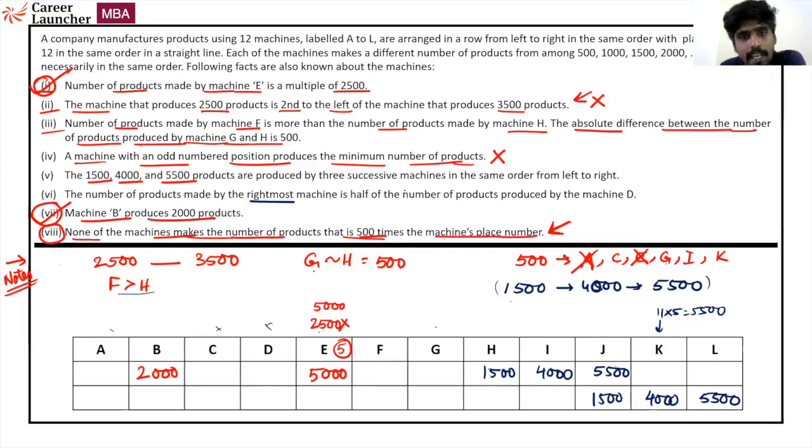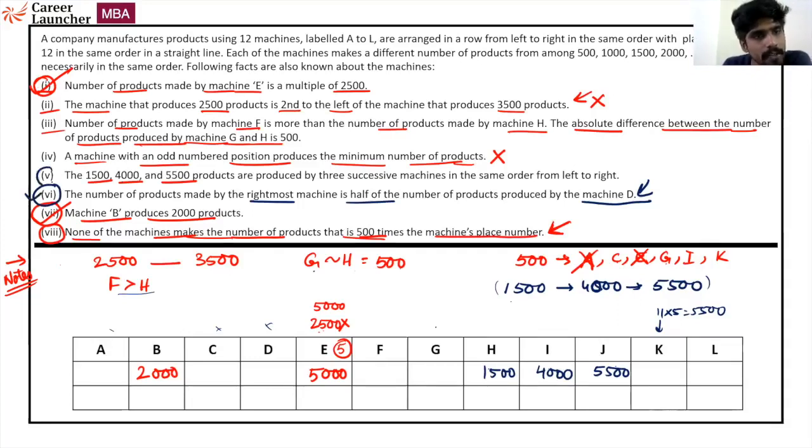1,500, 4,000, and 5,500. With this arrangement, the problem is that the number of products made by the rightmost machine is half the number of products made by D. D has to be double of L. If L itself is 5,500, D has to be 11,000, which is not at all available with us, out of question. So the only possible place where these 3 could have fitted is definitely H, I, and J, the machines that will produce 1,500, 4,000, and 5,500 respectively.